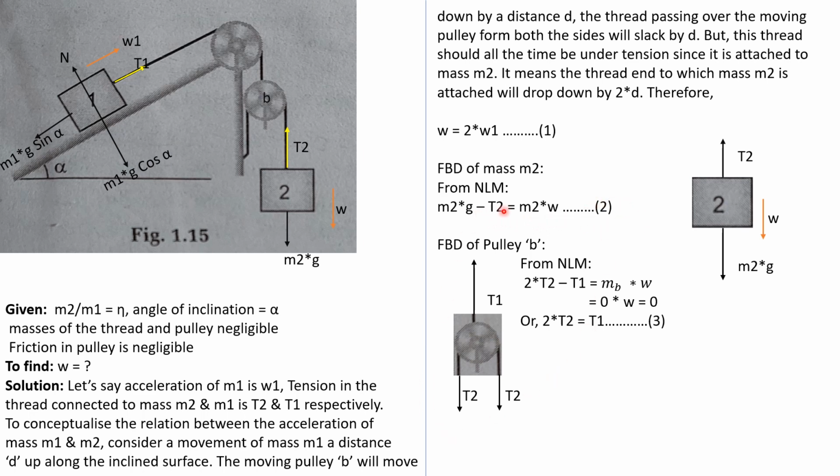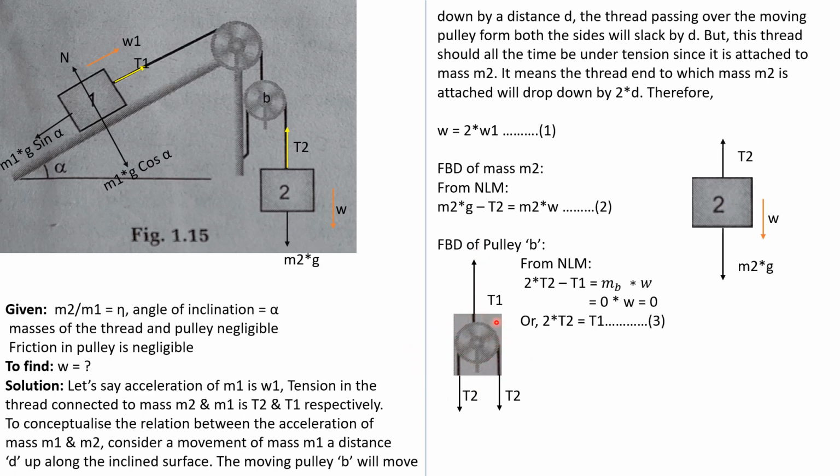In the same way we will make the free body diagram of pulley B. On pulley B, which forces are acting? From this end, tension of the thread will be acting downwards on the pulley, and this end also tension of the thread will be acting downward on the pulley. The tension in this section of the thread is T2, so T2 plus T2 will be acting downwards. And T1 is the force exerted by this section of the thread on the pulley B in the vertically upward direction.